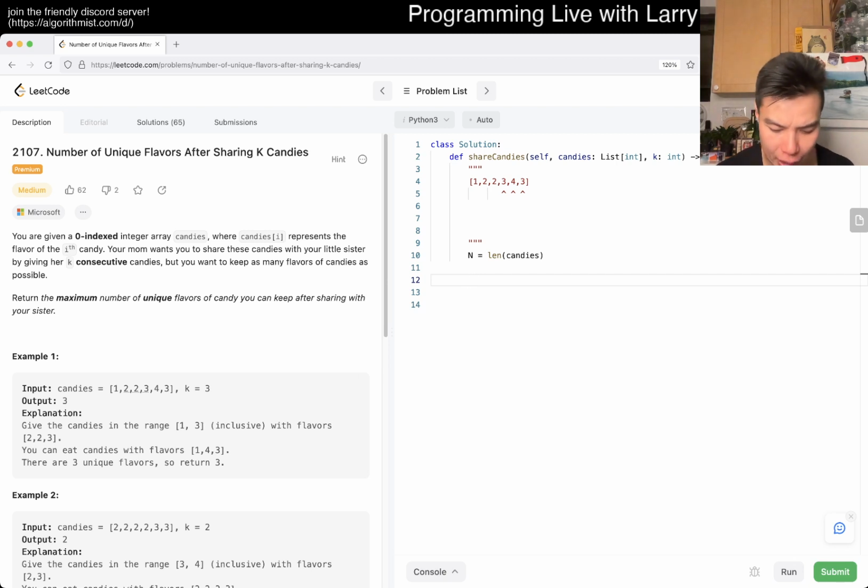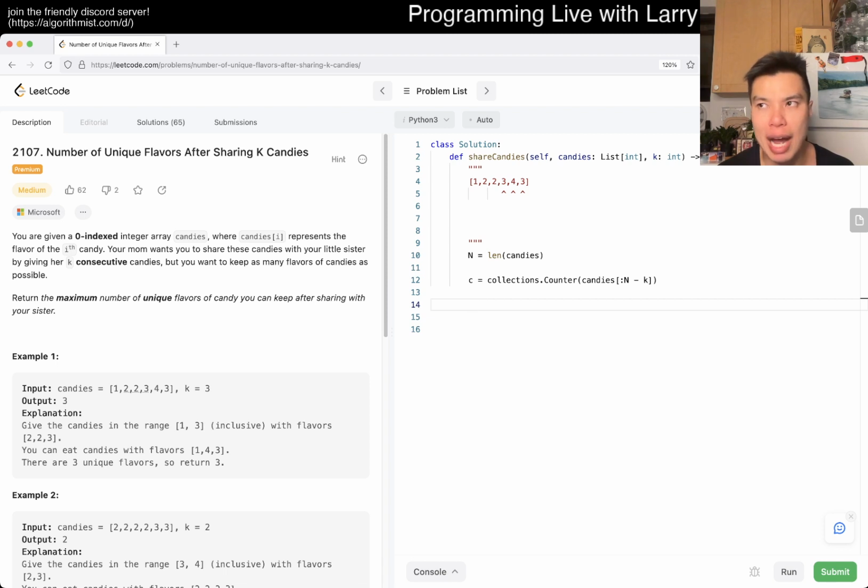I'm just going to do something like, okay, C is equal to collections.Counter of candies, but we only want to go up to n minus k. I'm trying to think whether it's n minus k or n minus k minus 1 or something. This is an exclusive bound, so I think this is fine, right?